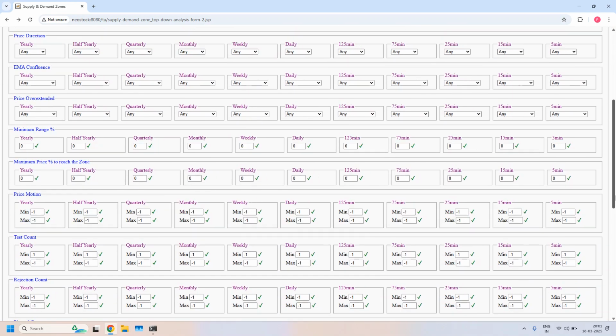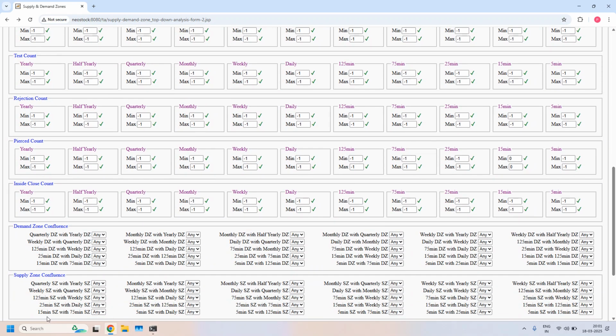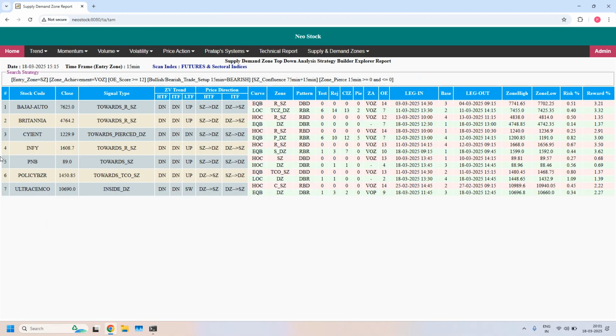So in the supply zone confluence, I'm enabling the filter 15-minute supply zone having confluence with 75-minute supply zone. With this filter, we got all 7 stocks. That means all these 15-minute supply zones are overlapped with a 75-minute supply zone. And moreover, the 75-minute trend, ITF trend, is a downtrend. So if 75-minute supply zones are having daily EMA confluence, then those 15-minute supply zones might be having even more high probability to get success because they are overlapped with the 75-minute supply zone.